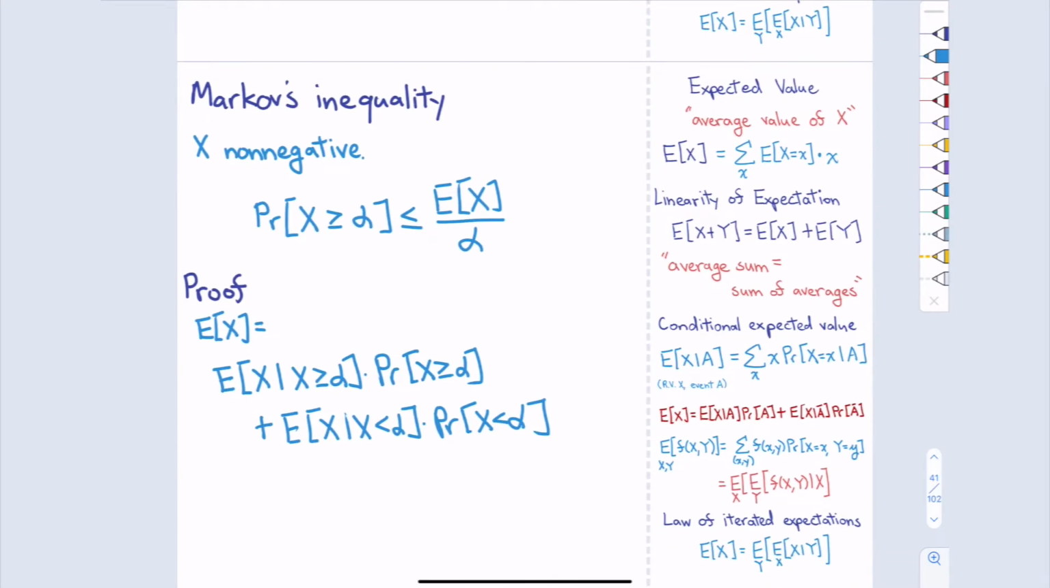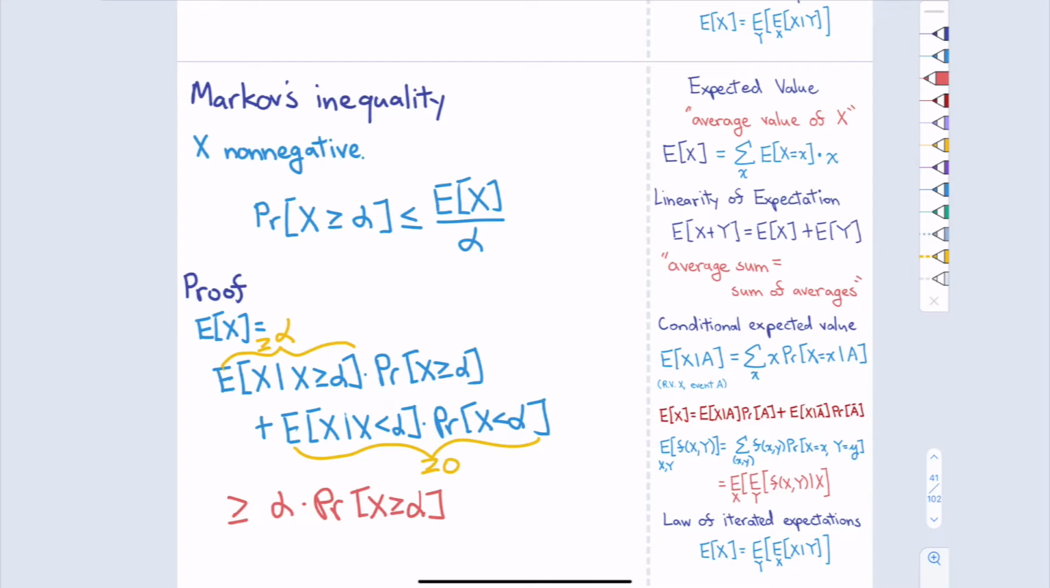All right, so this term is, of course, at least zero no matter what, since X is always non-negative. And in this term, it says X given X is at least alpha. So I know X is at least alpha. So we get alpha times the probability that X is at least alpha, which is just rearranging the desired inequality. Okay, a non-negative random variable can't be that much greater than the average too often. Otherwise, something breaks.